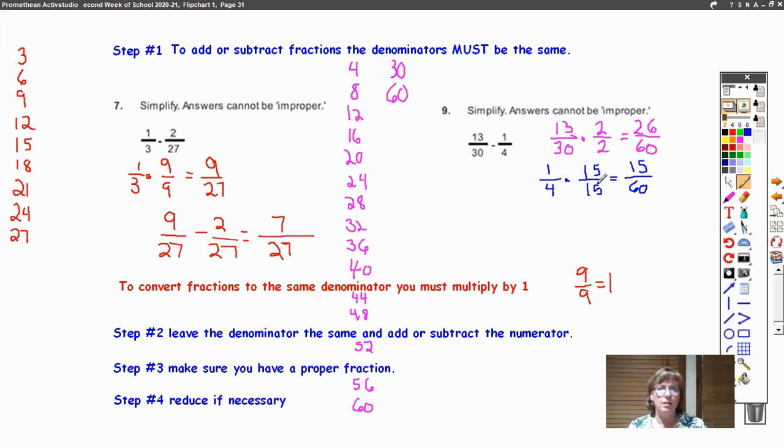Now we have common denominators, so we can go ahead and subtract. So we have 26/60 minus 15/60. And again, the rule is once the denominators are the same, we're going to leave the denominator the same as it is. So that'll stay 60. And then we just subtract up here. So you have 26 minus 15. 6 minus 5 is 1. 2 minus 1 is 1. And we get 11/60. Then we have to make sure we have a proper fraction. A proper fraction, our numerator is smaller than our denominator, so we do. And then reduce if necessary. These don't have anything in common, so this becomes our answer.